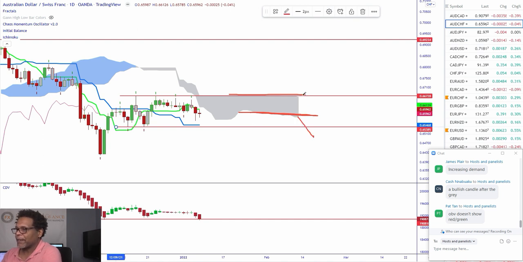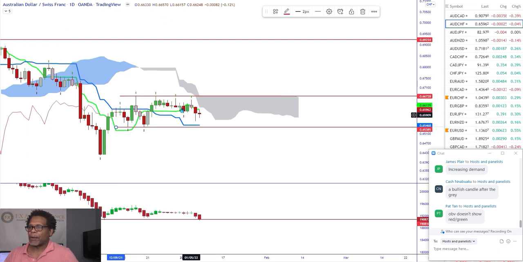We want to see angulation to the upside, and we want Tenkan-sen and Kijun-sen to show us some angulation. All right, and if we break levels with angulation, then that's a good thing. That's what we want to see. But currently we're inside this area right here. We're not doing anything, and I can't give you anything on that. All right, so I don't know what the market's going to do here. I don't like it, and I wouldn't trade it right now until it defines itself.